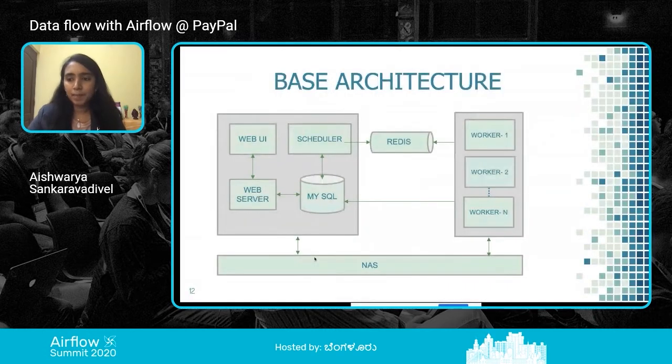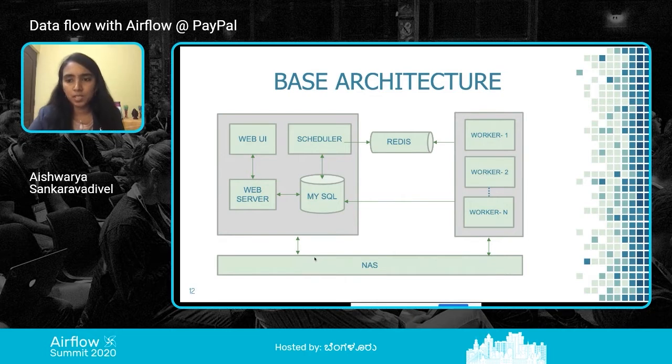Now, let me just deep dive into our architecture. As always, this is just a core of whatever Airflow offers today with a little bit of preference on what we chose. So we have a web UI and a web server that will serve the requests, and a scheduler. The database that we wanted to use was MySQL, and the queue that we wanted to use was Redis. And as I was mentioning, distributed nature was something that we wanted to pursue.